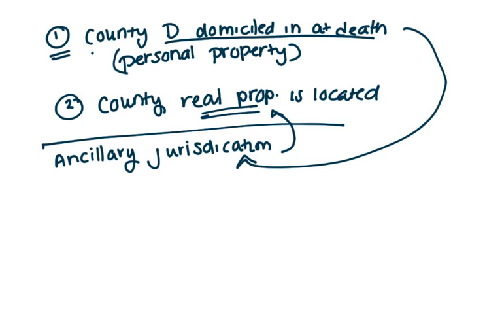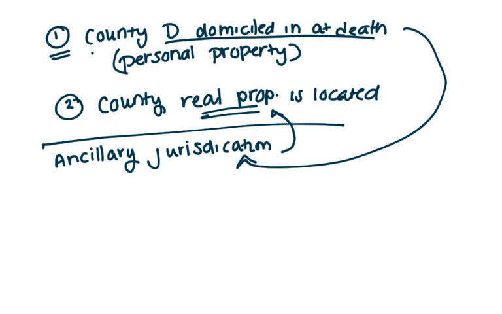Ancillary jurisdiction is a probate proceeding that is opened for the purpose of transferring real property. And it is done specifically when that real property, like I said, is in a different county from the county that the decedent was domiciled in at death. So why do we need ancillary jurisdiction? Why couldn't the real property just be probated in the county that the decedent lived in? Might seem like it's just additional burden and expense, and perhaps it is.